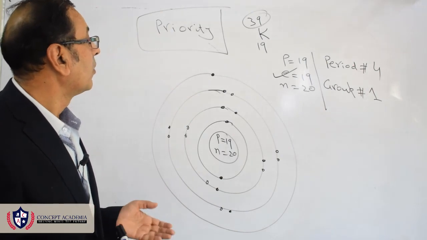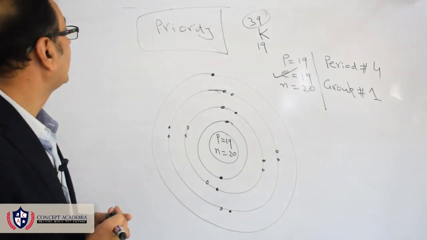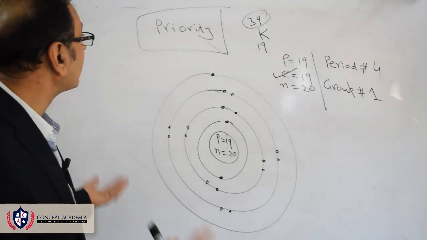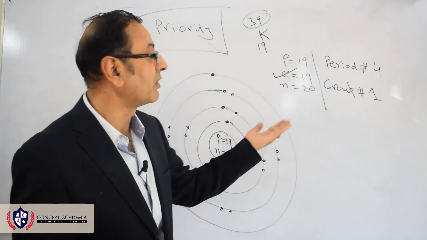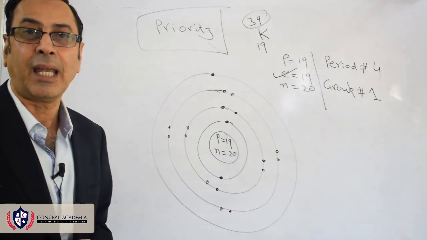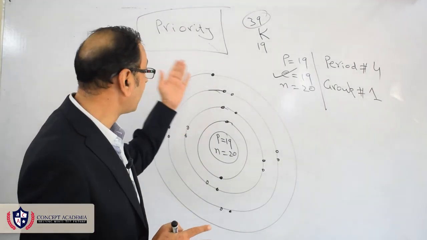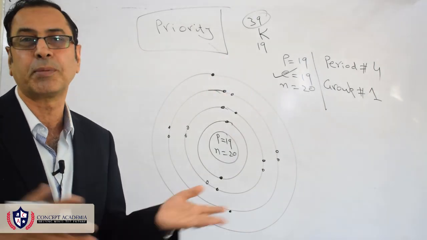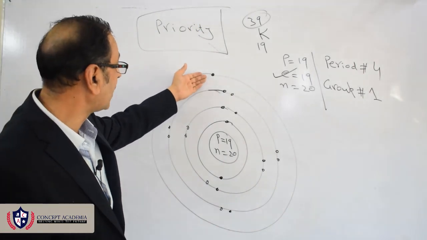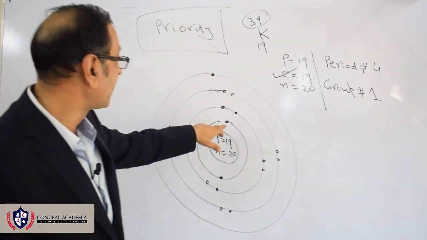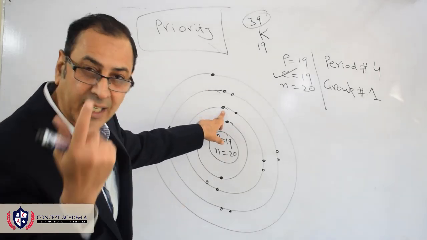Whenever you are going to draw the electronic configuration, the first priority will be given to the period number, and the second priority will be given to the group number. The period number tells us the number of shells, so the number of shells is 4, and the group number is 1. The group number tells us the number of electrons, so it has 1 electron in the last shell. Then you start from the first shell, which can maximum have 2 electrons, and the second shell, which can maximum have 8 electrons.